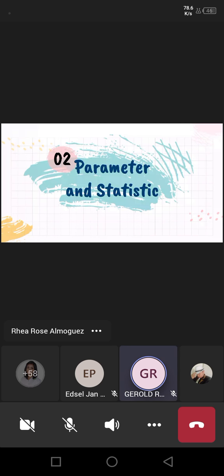Okay, so now let's have this parameter and statistic. Ano ba yung pag sinabi nating parameter and ano ba yung statistic na tinatawag? So siguro yung pinakamadaling tandaan lang dito, when we say parameter, we are referring to the whole population. While this statistic, we're only referring to the part of the population or the sample. Okay? Yan lang yung pinakamadaling keyword na tandaan nyo dapat.